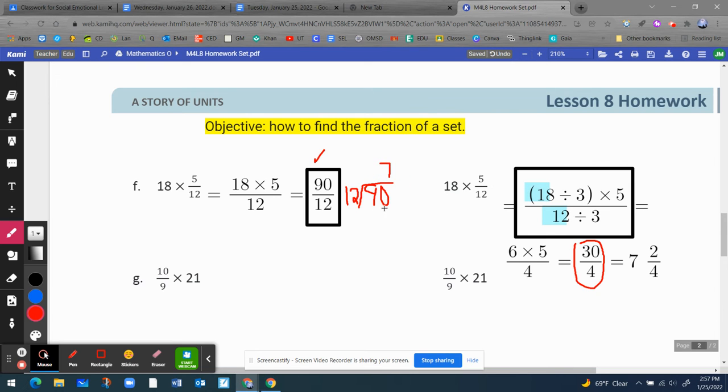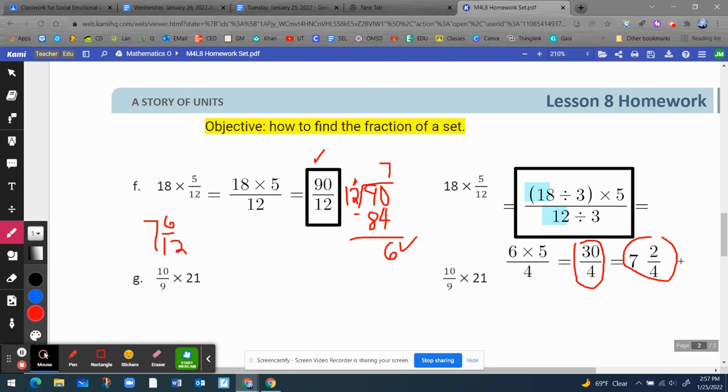7 times 2 equals 14. You carry 1 over. 7 times 1 equals 7, plus 1 equals 8. So the remainder will be 6. Now, this will be the answer for this one. The answer will be 7 wholes, which is the same thing as the other strategy that we used. And we have 6/12 as the fraction left. So here's 6 out of 12.